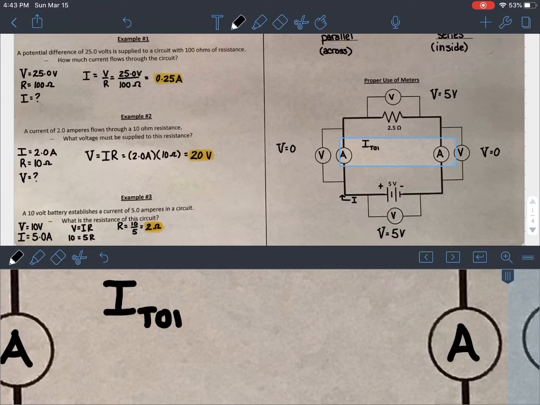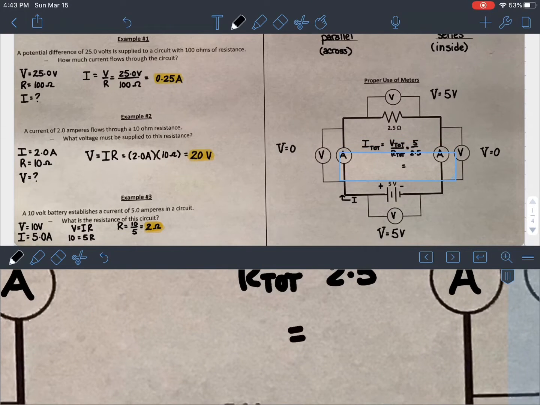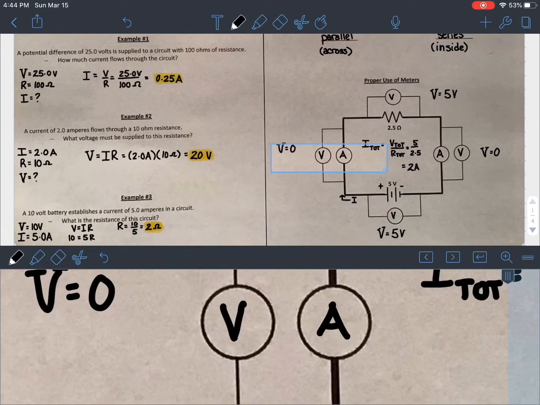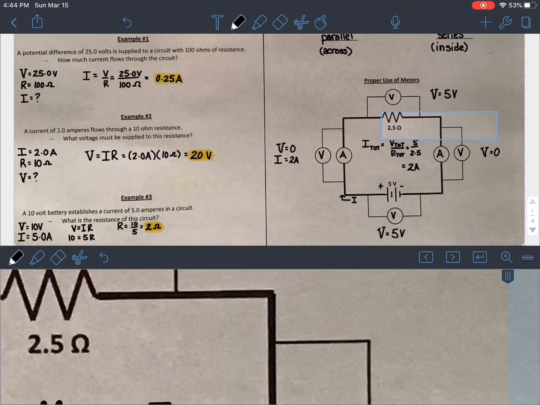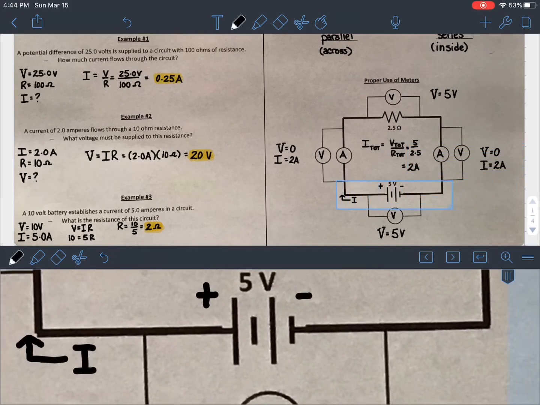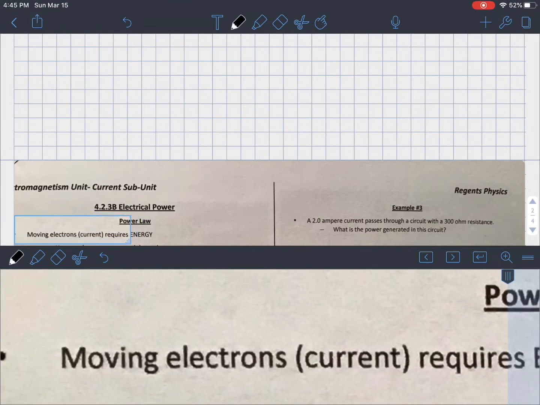How are we going to know what the current is? Well, let's use Ohm's law. The total current equals the total voltage over the total resistance. We know that's going to be 5 over 2.5. So the total current is going to be 2 amperes. And the reason for showing you this is to tell you that in a series circuit, the current is going to be the same everywhere. So if I measure on one side or the other side or anywhere else, I'm going to measure a current of 2 amperes.